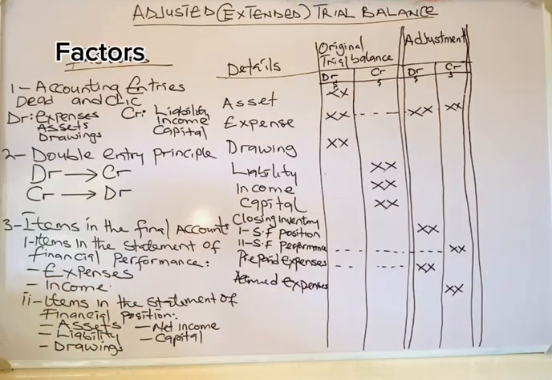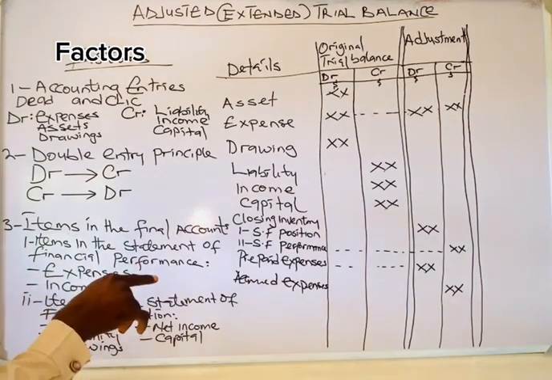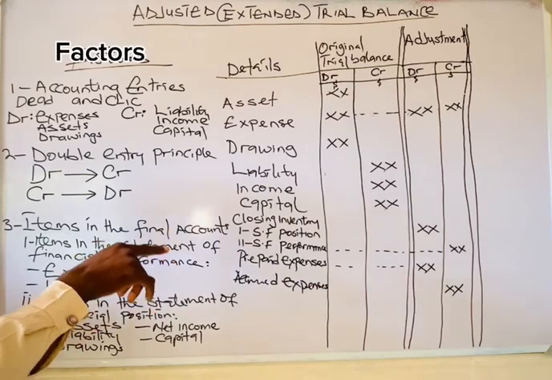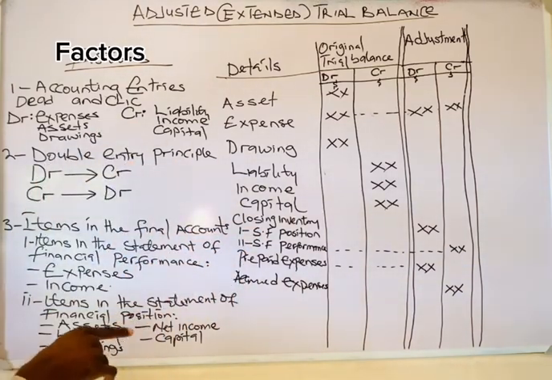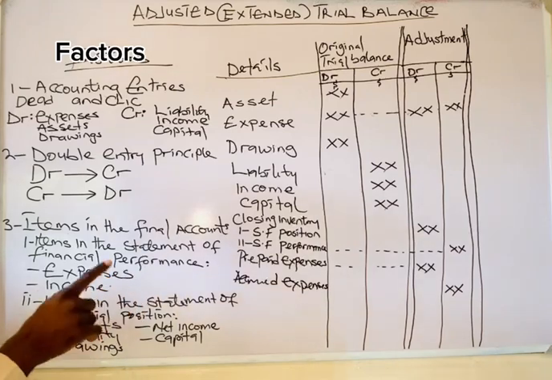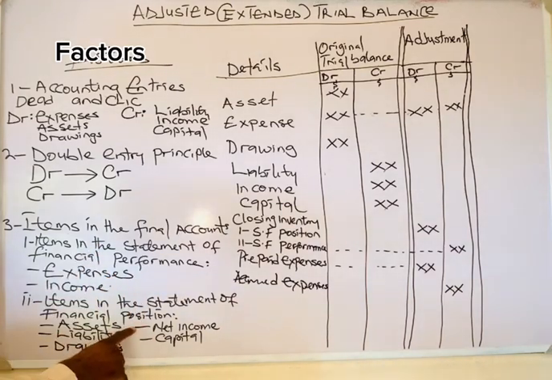So the next thing is, let's assume this is our adjustment for this year. Then you must effect or show these balances in your final account, that is the statement of financial performance and the statement of financial position. And by doing that, you are done with your trial balance adjustment.